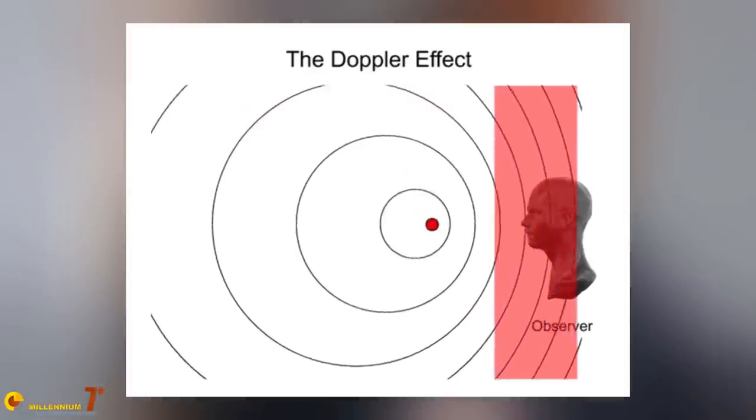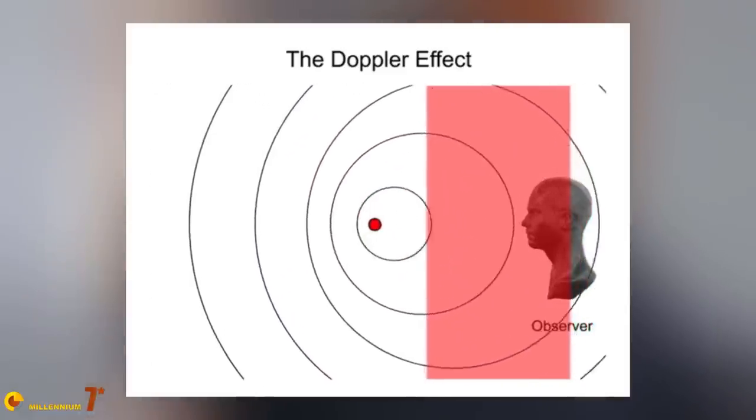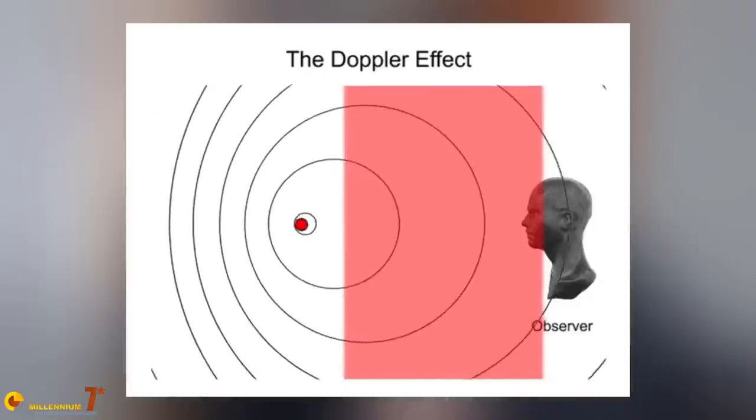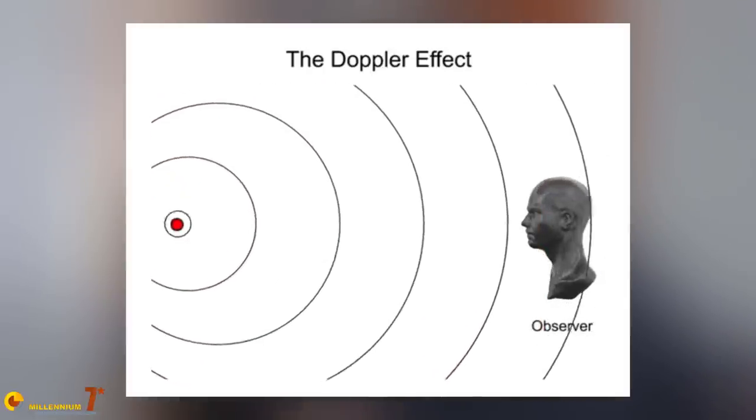Usually, the reflected wave from the target doesn't have the same frequency as the emitted wave. If the emitter and the target are moving relative to each other, the frequency of the return to the emitter will change. If the target is moving away from the emitter, it will be lower. If the target is closing to the emitter, it will be higher. This is called the Doppler frequency shift.